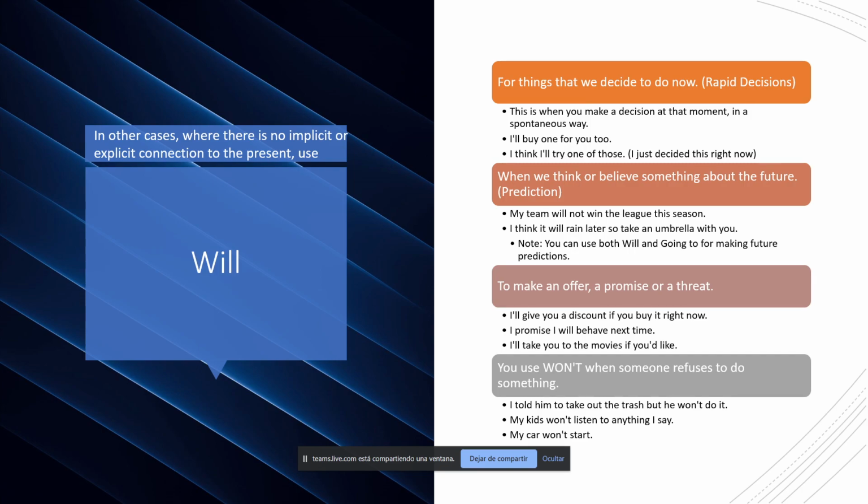So you use "will." The other use of "will" is when you make an offer, a promise, or a threat. For example, in Spanish, "te amaré siempre," I will love you forever. That's a promise. You have here other examples like, "I'll give you a discount if you buy it right now."